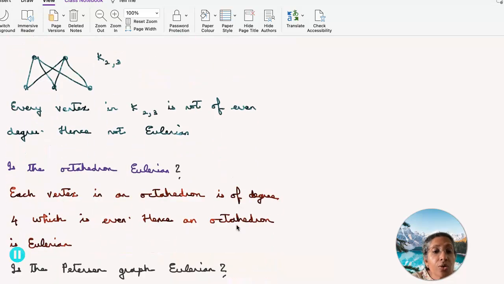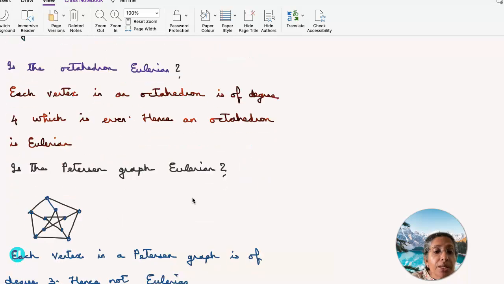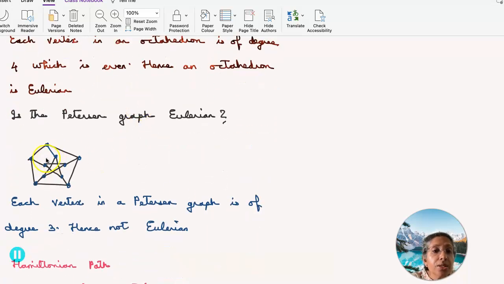Is the octahedron Eulerian? Each vertex in an octahedron is of degree 4, which is even. So it is Eulerian, because if every vertex is of even degree, it is Eulerian. Is the Petersen graph Eulerian? This is a Petersen graph, and each vertex in the Petersen graph is of degree 3. By our theorem, for a graph to be Eulerian, a necessary and sufficient condition is that every vertex should be even, but this is not satisfied. Hence the Petersen graph is not Eulerian.